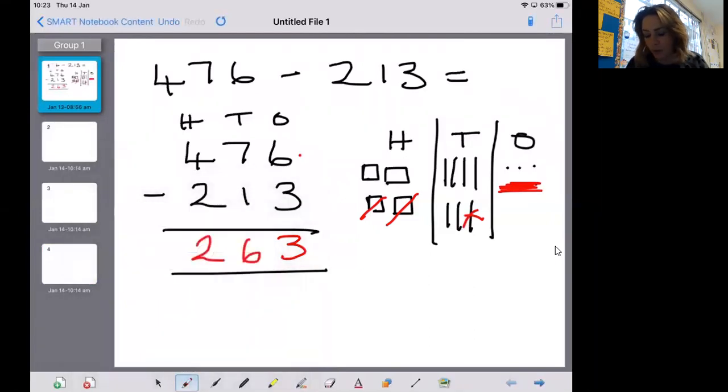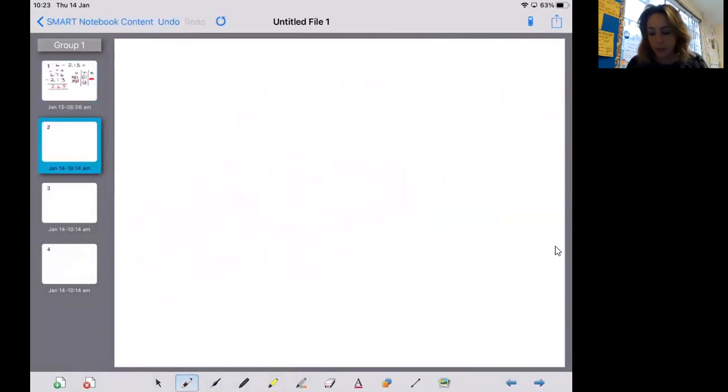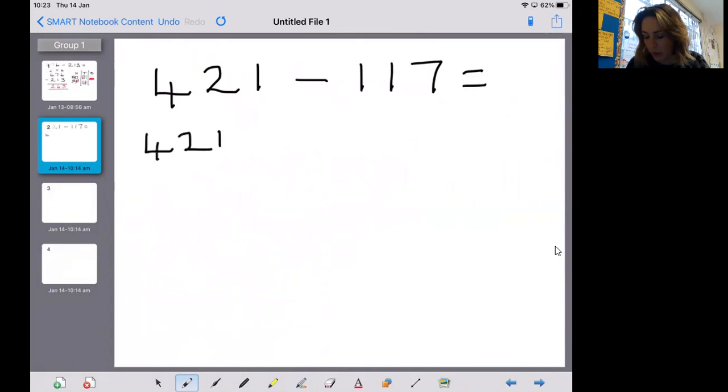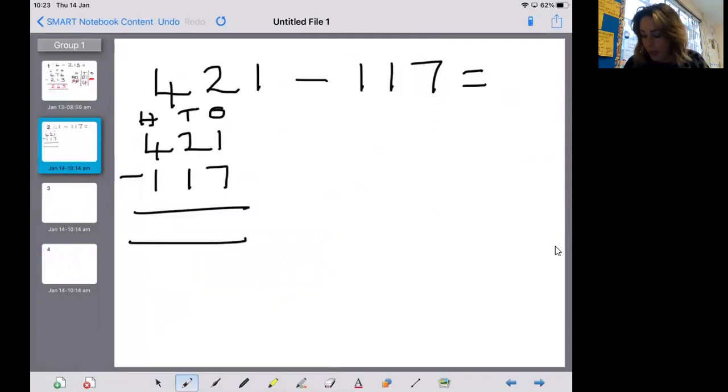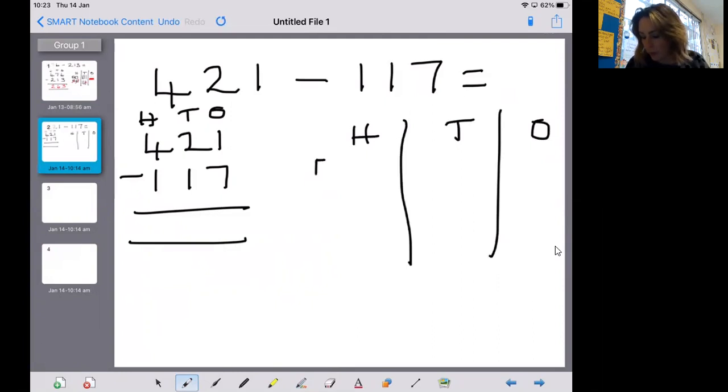Let's have a look at one that will be tricky though, that includes regrouping. So I'm going to do 421 take away 117 equals. So exactly the same start. You've recorded it as a column, making sure that your hundreds, tens and ones are lined up. We'll do the pictorial method again. So I'll draw a place value grid, and I will draw out the first number. So we've got 400s, 2 tens, and 1 one.